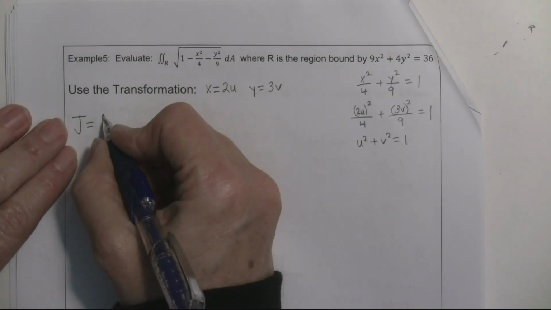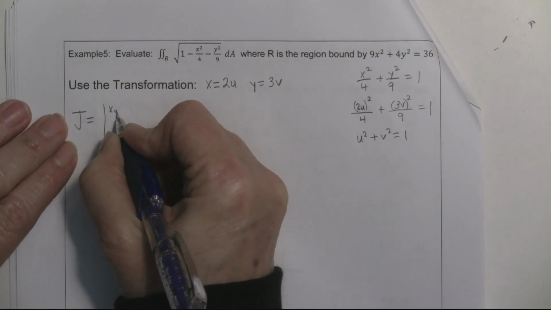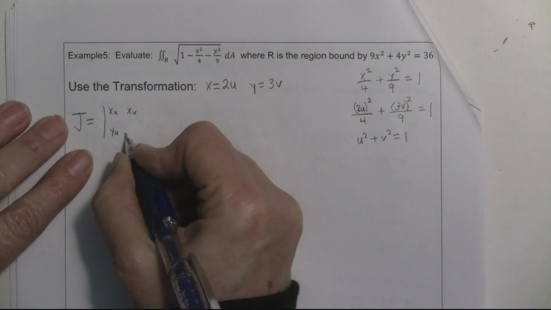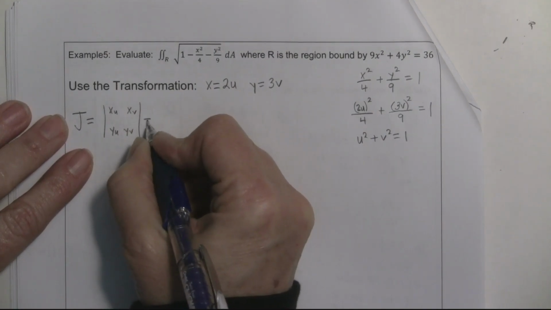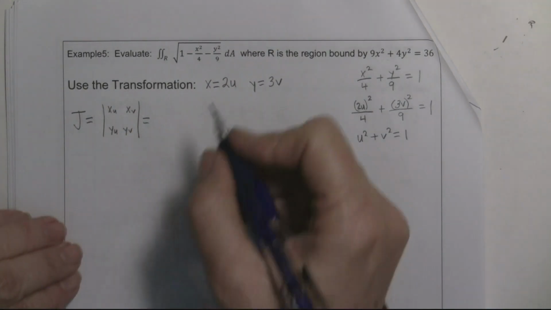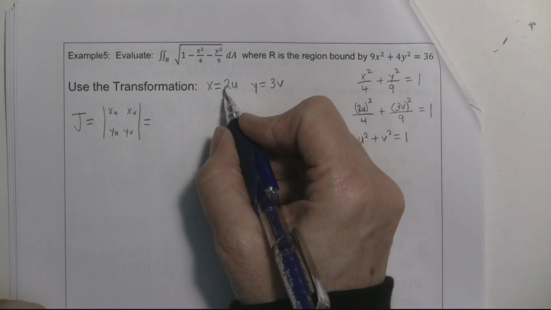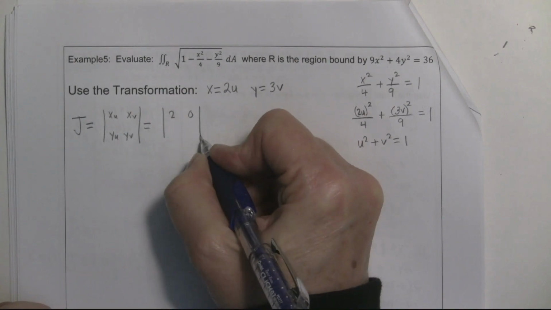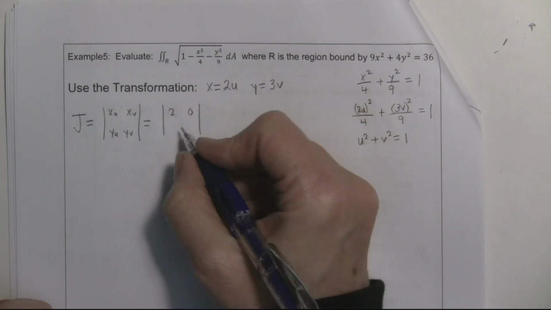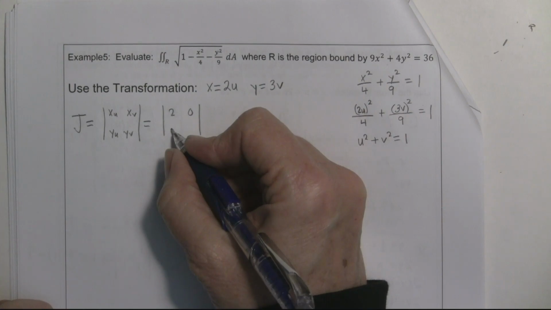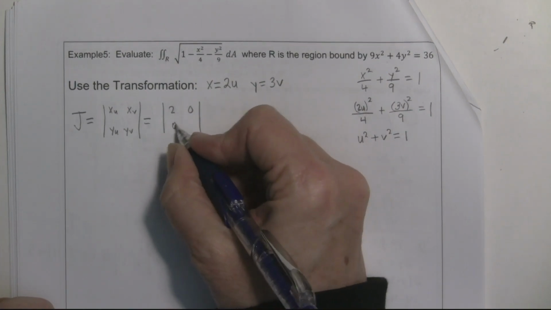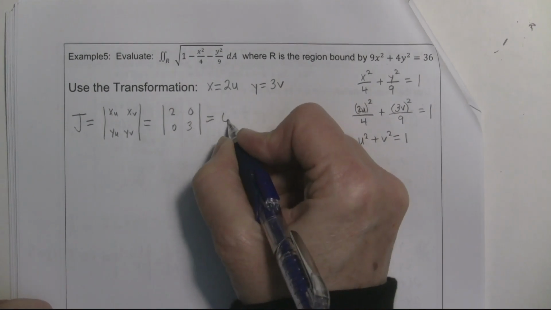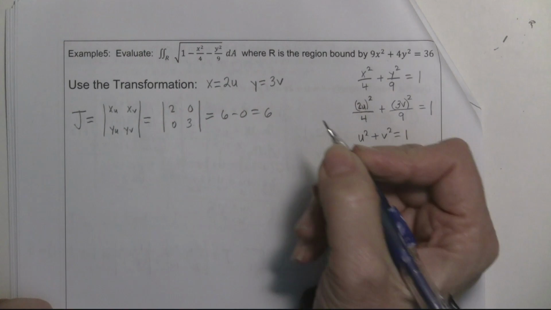I'm going to have x with respect to u, x with respect to v, y with respect to u, y with respect to v, and I'm going to take the determinant of that. This one is just 2, and with respect to v is 0. So it actually is pretty nice. Then with respect to u is 0, and this is 3. When I multiply them together, I get 6 minus 0, which is 6. So the Jacobian is 6.